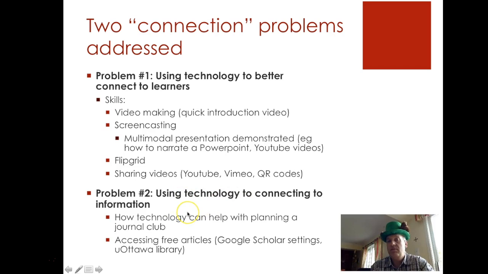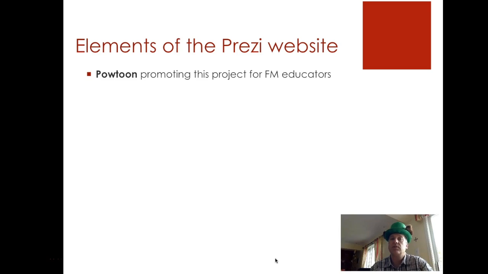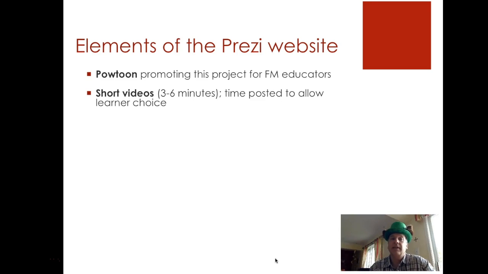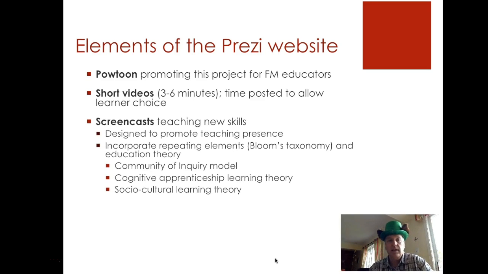The second lesson is technology and how to connect to information. So it's all about journal clubs and how technology can help you run a journal club and access free articles through the university library. So it's really little things that will hopefully be practical and give people some choice. There's a Powtoon promoting the project, so I would watch that. It's kind of fun. There's little short videos that you don't have to go through each one of them. My goal was to produce something that would be useful for the learners to have some choice.